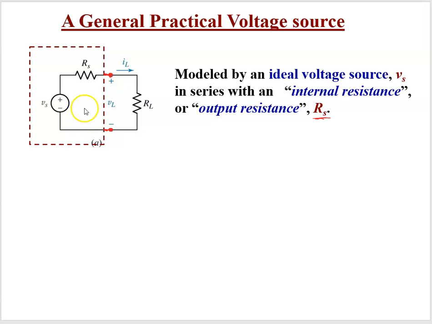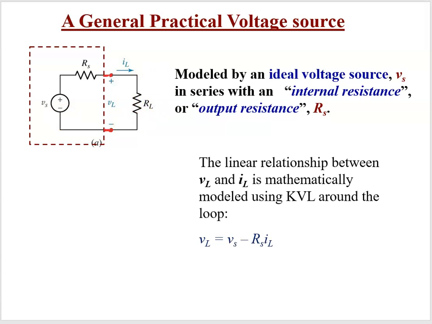So examples of practical voltage sources, we talked about a battery, a solar cell. The battery might be able to provide a potential of 9 volts across it, but once it starts to draw current, that voltage decreases, and it's the voltage at the output terminals, VL, that the load is going to see. So the linear relationship between our output voltage VL and our output current IL can be mathematically modeled using a KVL around the loop, where VL is equal to, in this direction, negative RS IL plus VS.